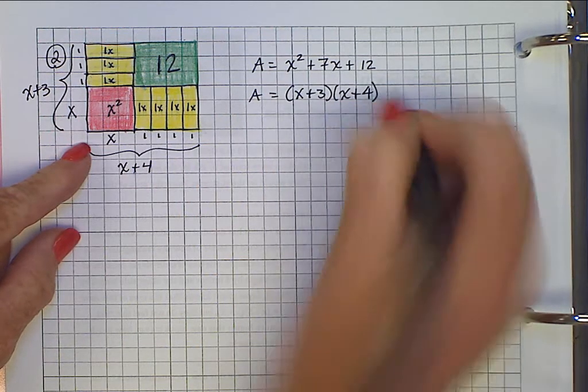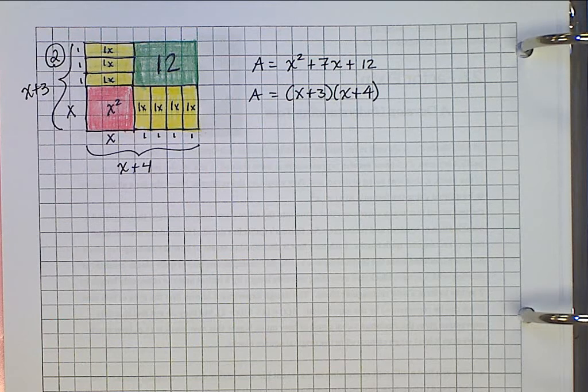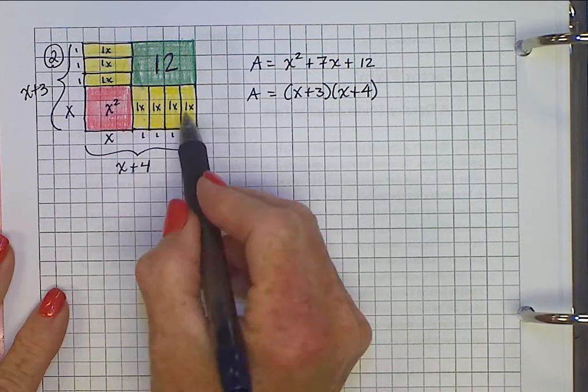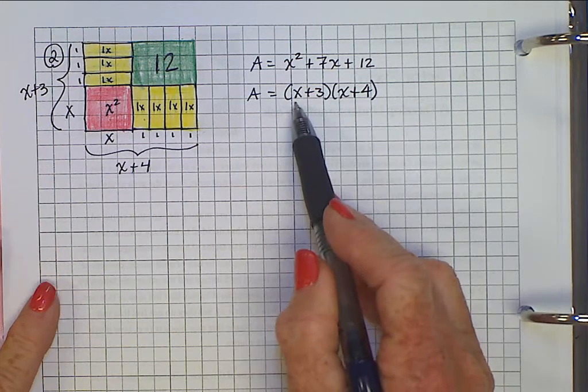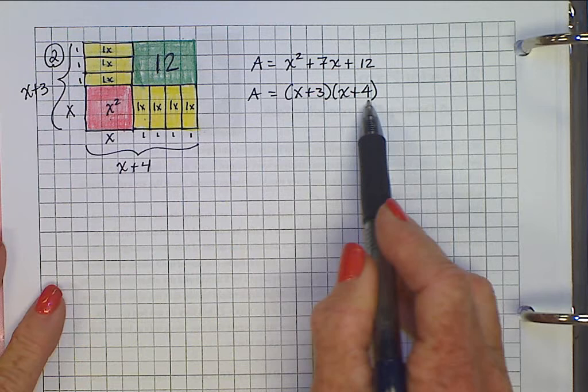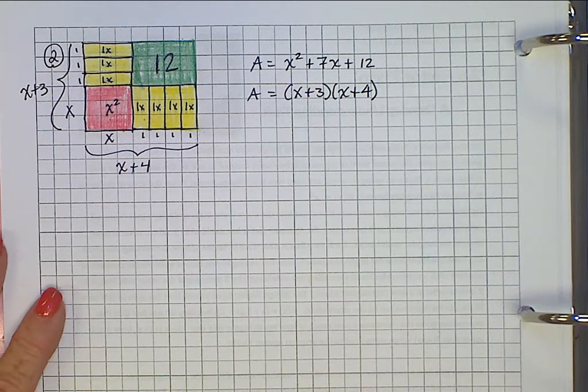So just like we did with the square quilt pieces, now we're doing rectangular quilt pieces, and it's still the same thing. You can add up all the individual areas and get this representation, or you can multiply the length times width to get that representation for area.